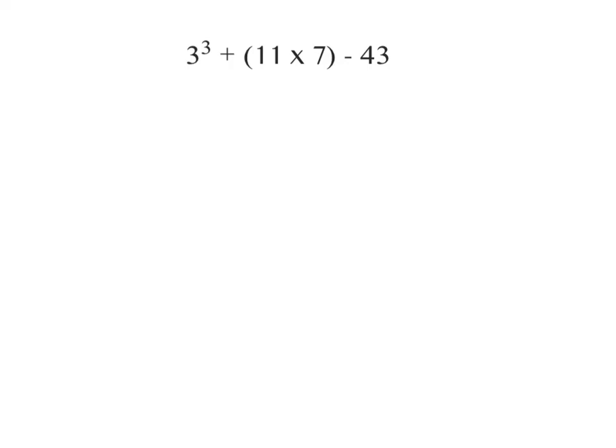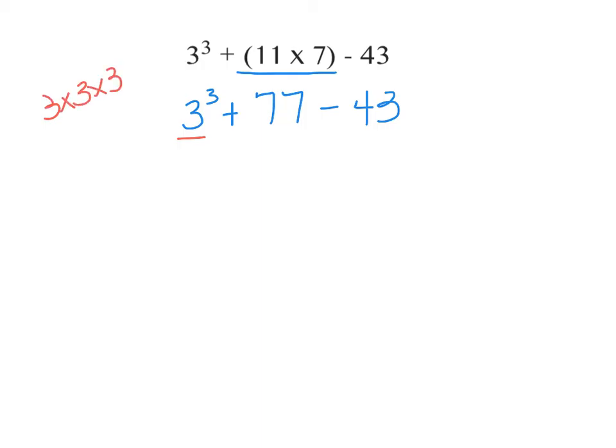And the last problem that we're going to do today, this one has parentheses and exponents. So first we're going to start with our grouping because that's our first step. So I would start with this first. So I would rewrite 3 to the third plus 11 times 7 is 77 minus 43. Then next comes my exponent, and let's remember that 3 to the third means 3 times 3 times 3. So 3 times 3 is 9 times 3, that's going to be 27 plus 77 minus 43.